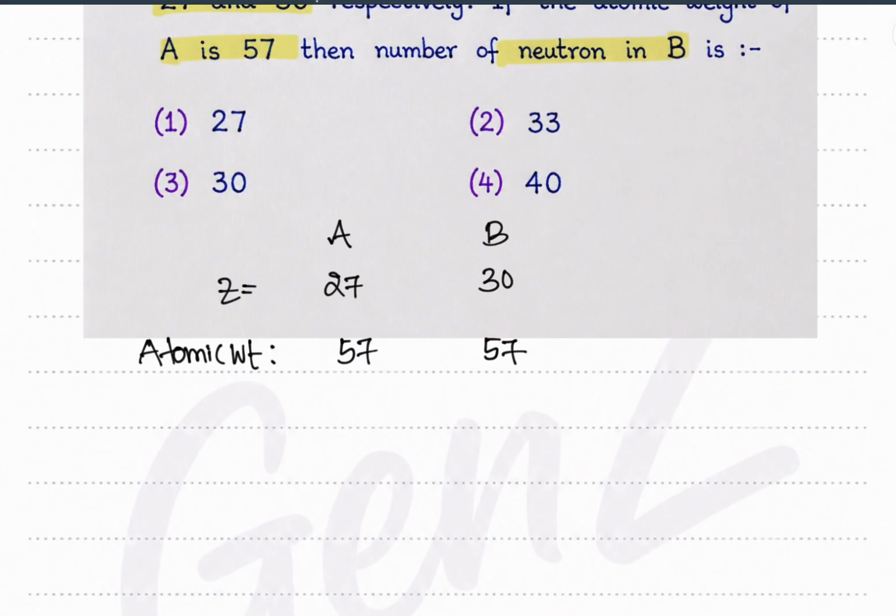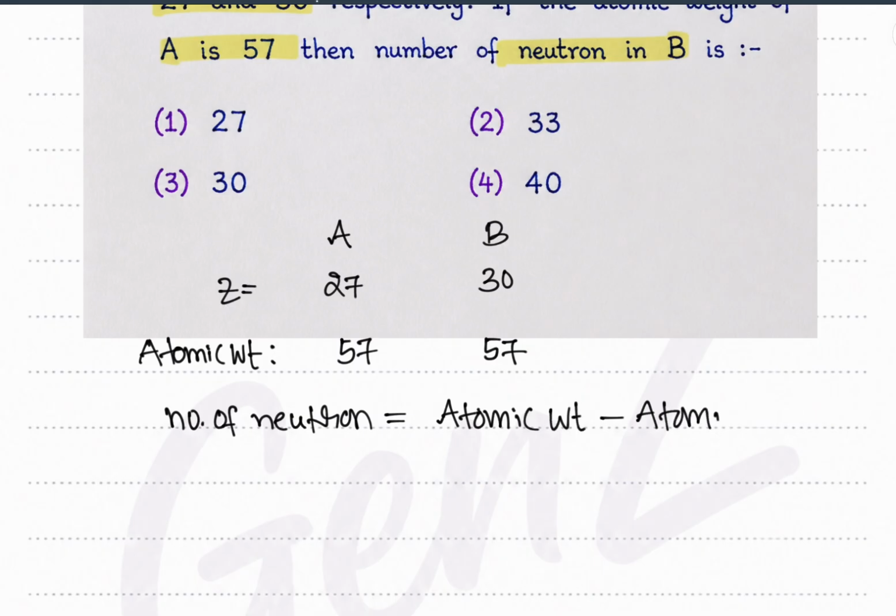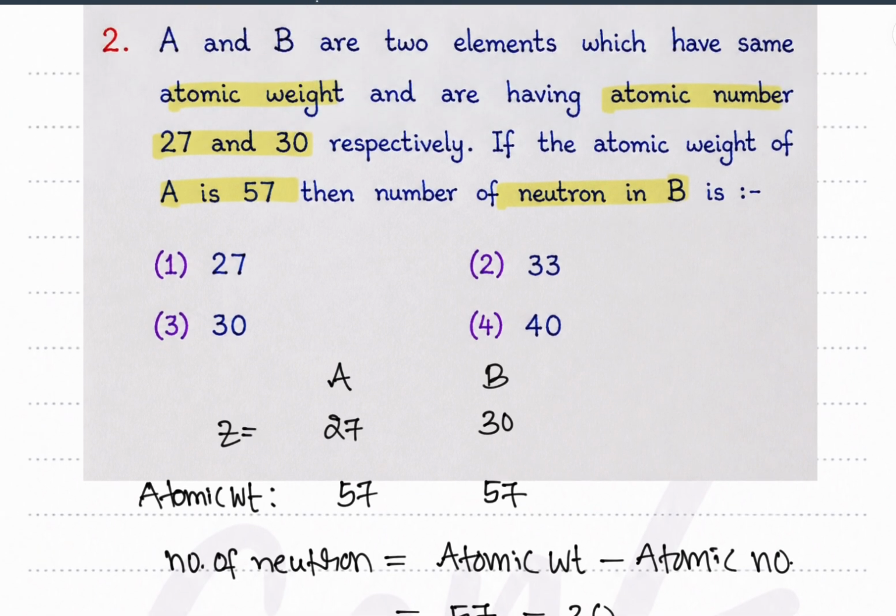To calculate the number of neutrons, we have a formula: atomic weight minus atomic number. The atomic weight is 57 and the atomic number of B is 30, so it is 27. So in this question, the number of neutrons in B is 27. Option 1 is the correct option.